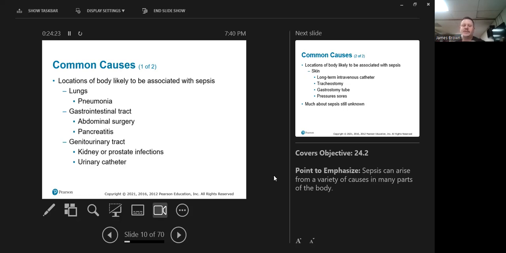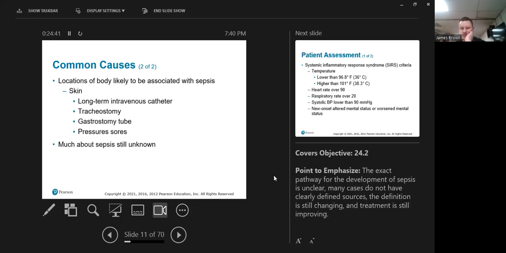The reason these particular places have a lot more potential to cause sepsis versus other infections is because these areas have a very large amount of blood supply going to them, and it's much easier for the infection to get into the bloodstream and things along those lines. Locations of the body likely to be associated with sepsis are the skin, long-term intravenous catheters, tracheostomy, gastrostomy tube, and pressure ulcers. Much about sepsis is still unknown.